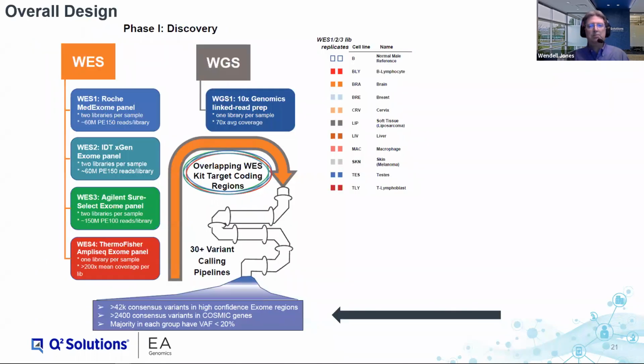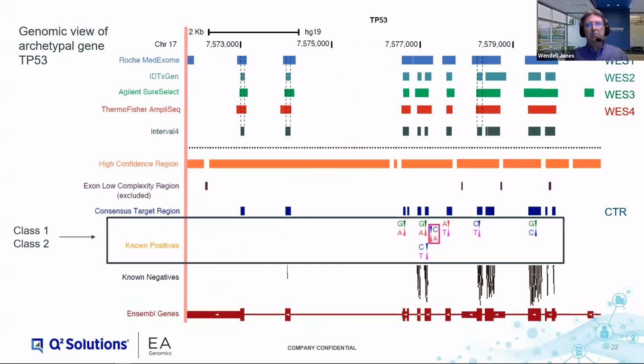From that, we were able to identify over 42,000 consensus variants in high confidence exome regions, and that included variants in more than 2,400 different COSMIC genes, COSMIC being the catalog of somatic mutations in cancer. And the majority in each of those groups of those variants have a very low frequency, less than 20%, in the pooled sample A, but not necessarily in the individual cell line.